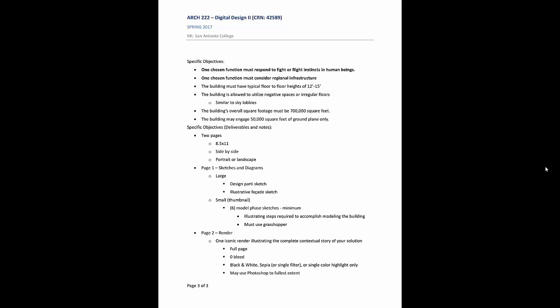So a little bit more specific now, and this is where you're actually going to execute your design and what you need to do. And if you think about it this way, 4 requirements for how you design this building is really not much. You are completely unchained in this project, except I want you to make sure that you have typical floor-to-floor heights of 12 feet to 15 feet.